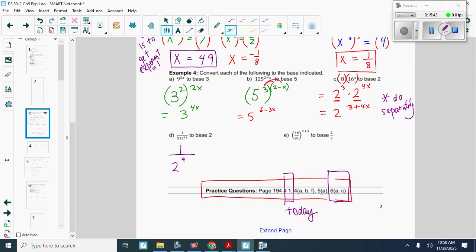Okay, now don't forget, you can put it in brackets, so now you can see this is a power of a power. So what do I do with my exponents when I have a power of a power? You're going to multiply, exactly. So this is going to be 1 over 2 to the 27x, because 9 times 3 is 27.